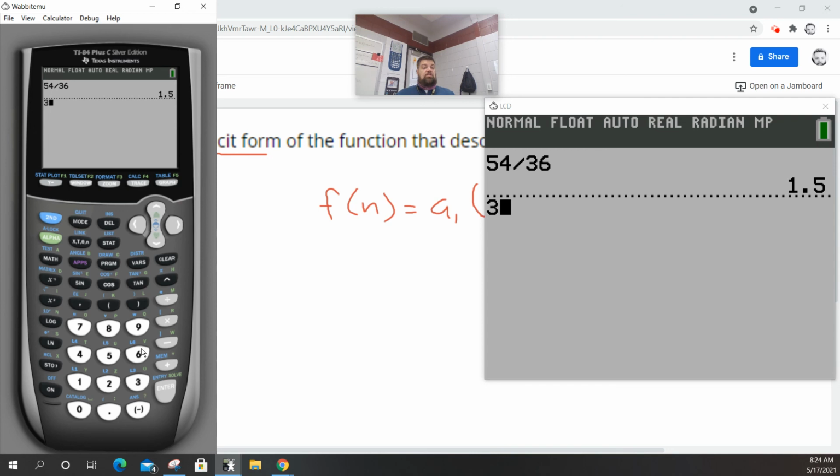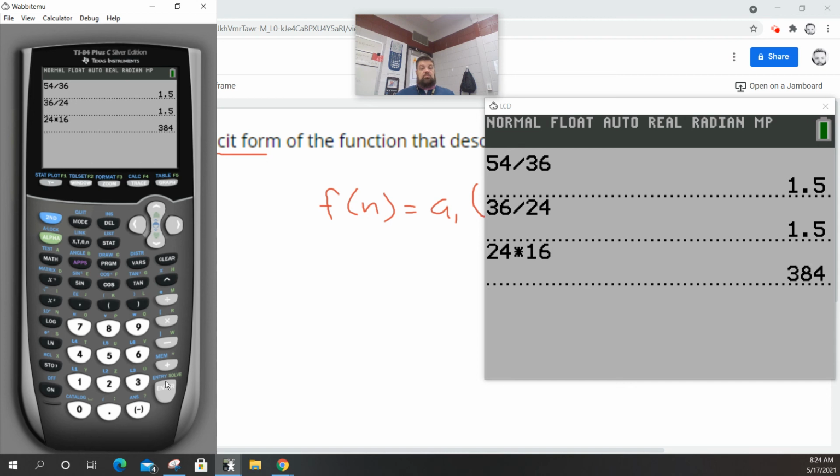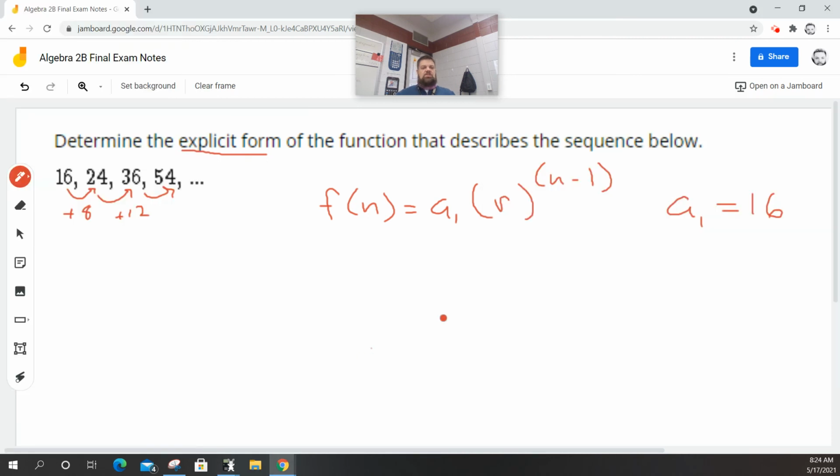And then if I take 36 and divide that by 24, which is the term before that, I get 1.5. And then if I take 24 and divide that by 16, 24 divided by 16 also gives me 1.5. And so that's one way to do it.